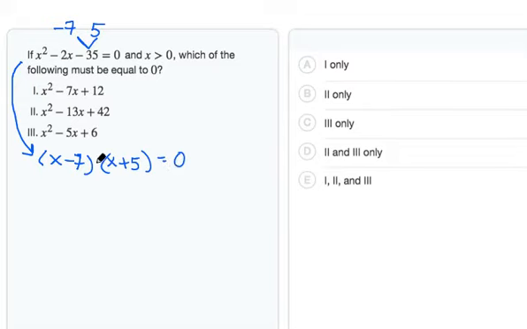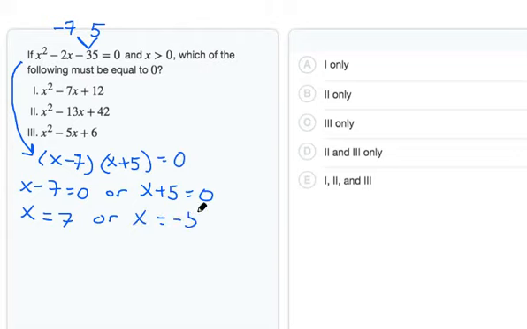Two factors times each other equals 0. We could break it apart even further. So either x minus 7 equals 0 or x plus 5 equals 0. This means that either x is 7 or x is negative 5.